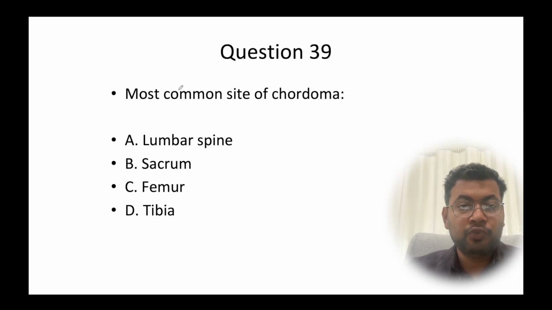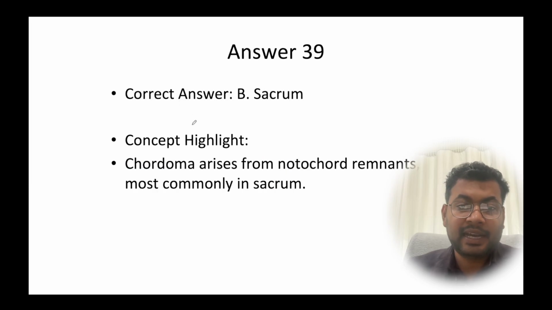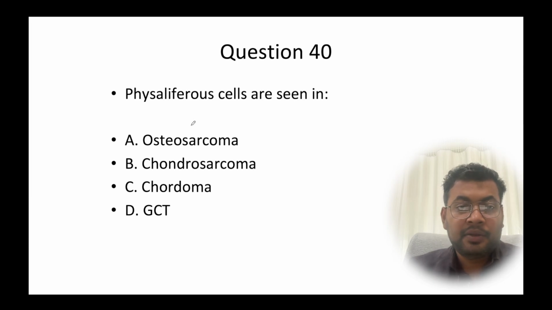Most common site of chordoma. Chordoma, most common site is sacrum. Answer is B, because it arises from the notochord remnants. So the most common site is sacrum.